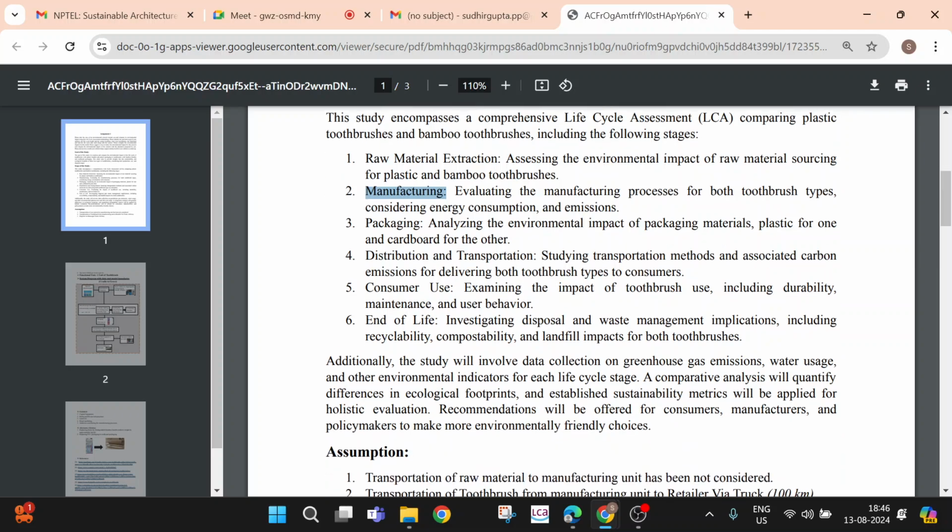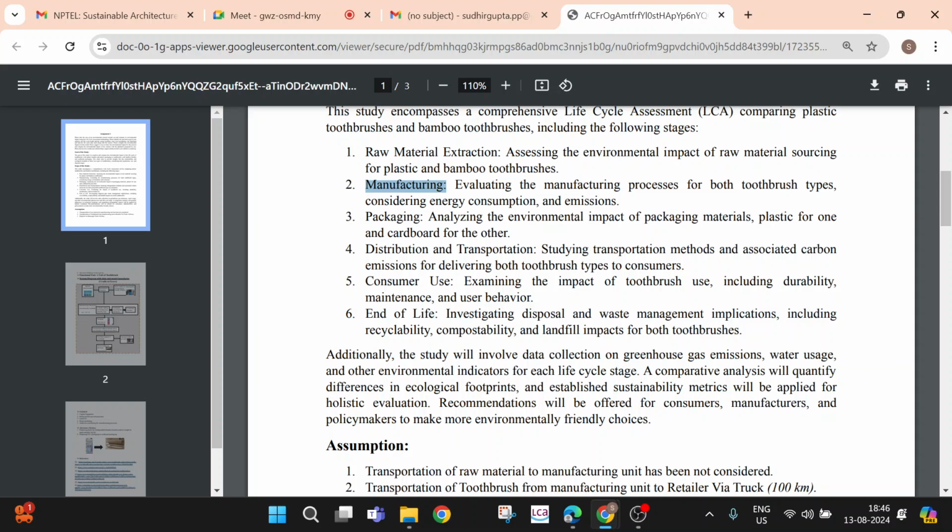After this manufacturing process, packaging is there: how much environmental impact is that packaging material causing in the product. After packaging there will also be the impact of the distribution and transportation sector. How are they carrying the toothbrush from where it is manufactured to the wholesaler and the customer? They may be transporting over a long distance or a shorter distance, and heavy weight material or lower weight material. Based on that, the emissions will change.